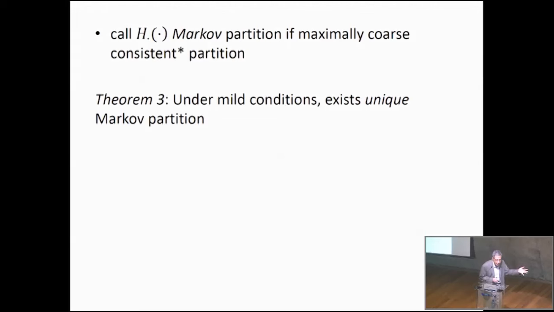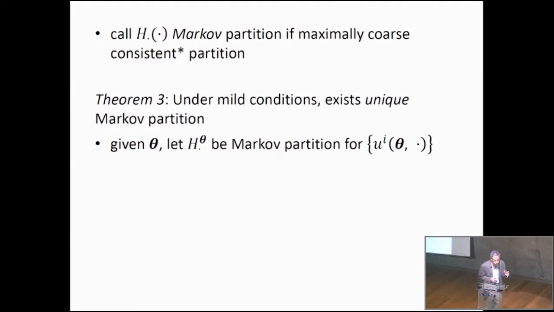Following exactly the same kind of arguments that I went through before, we can show, in fact, that we get a unique Markov partition. It turns out to be a little bit more complicated in the incomplete information case because now different players might have different partitions, because they don't observe the other player's type, but still, under fairly mild conditions, we get a unique Markov partition.